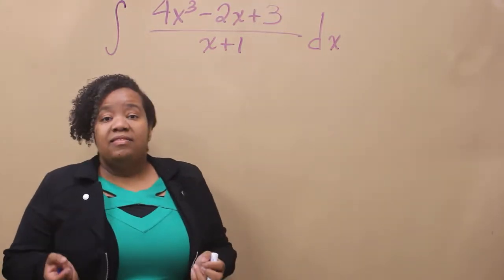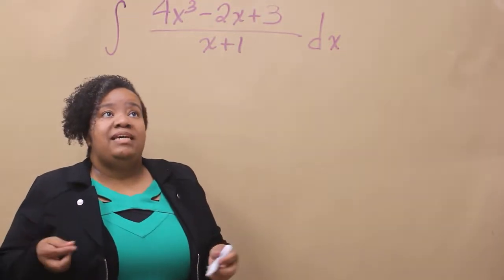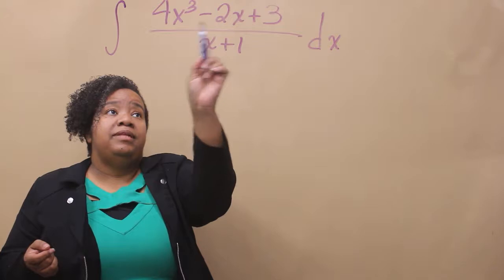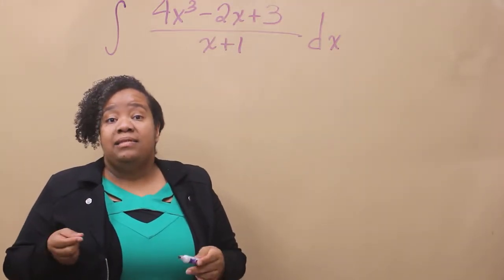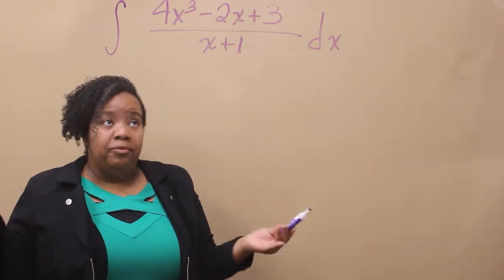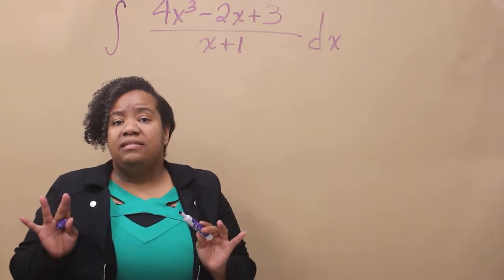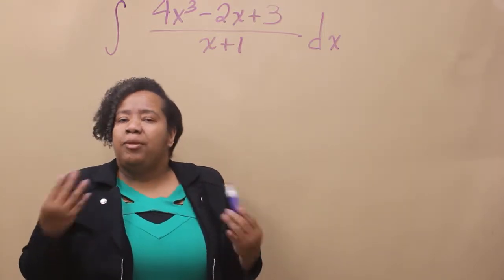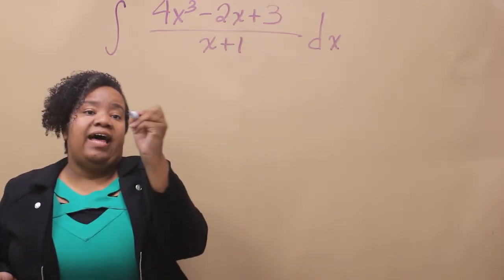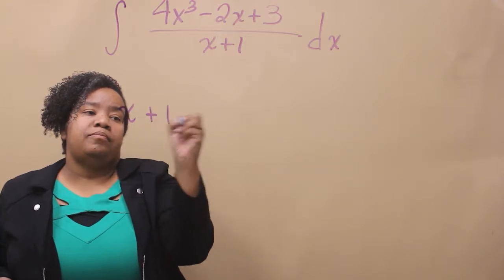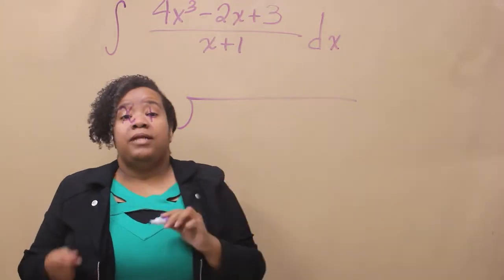Okay, so when I look at this particular integration problem, nothing comes to me as a particular technique. I don't see a relationship between the numerator and denominator such that I could use one as the derivative of the other or a multiple of the derivative of the other. So one thing I might consider using to simplify this problem or rewrite it is long division. So we're going to actually divide x plus 1 into 4x cubed minus 2x plus 3.